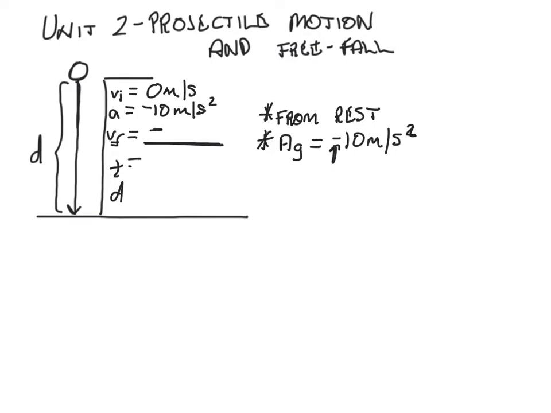Time, of course, just refers to the time required to reach the ground, and distance. If your distance is given in this problem or you solve for a distance, make sure that it's right by making sure that it's a negative number. Negative distance in meters.